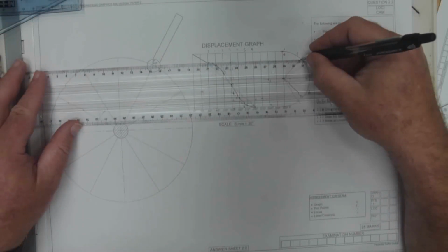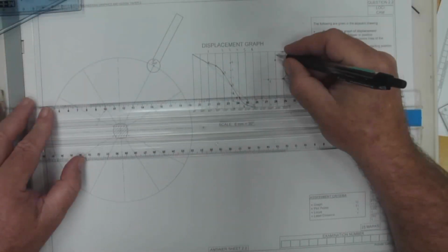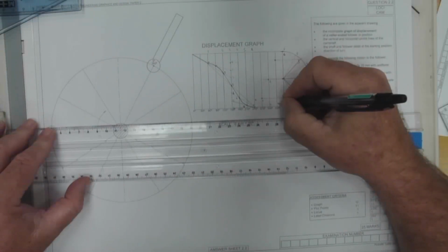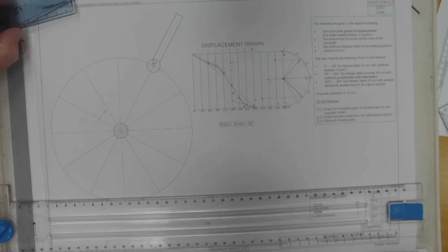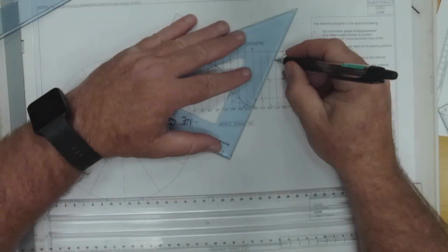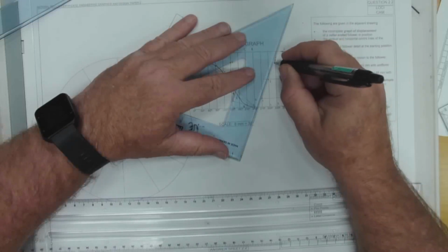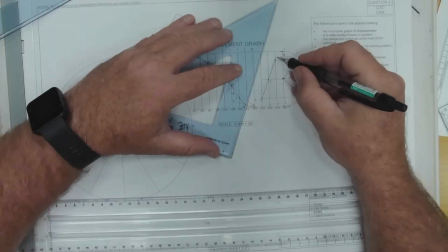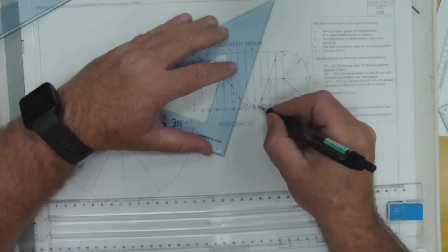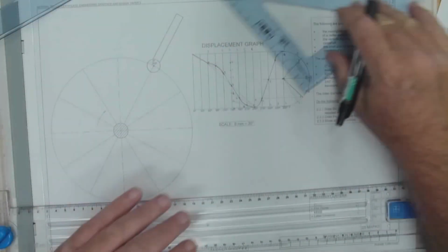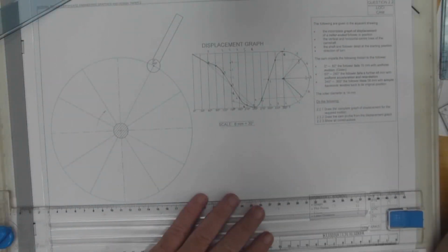Here's 0.3. Project that to line 3, 0.4 and 4. Again, these middle lines should line up with a straight line if your construction is accurate. And then let's hockey stick into the corner. Okay, so there is my displacement graph completed.